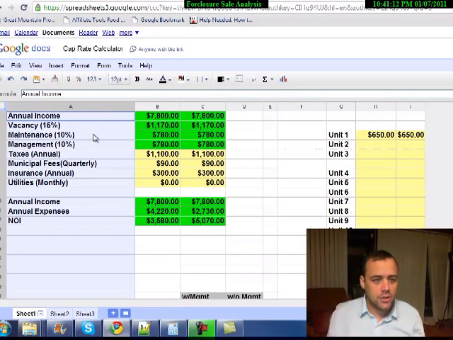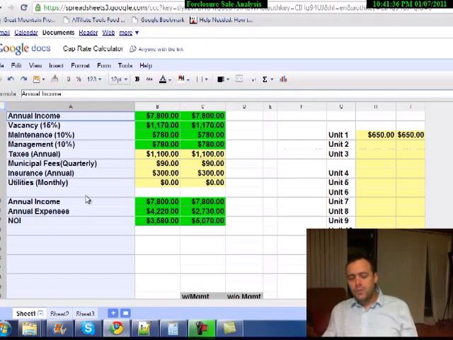Maintenance, we calculate at 10%. Management, 10%. Taxes, $1,100. Municipal fees, which, since this is outside of the city limits, I'm not sure how that's going to come into play, at $90 per quarter. Insurance, $300, and there we have our expenses. The annual income, $7,800 as above. The annual expenses, $4,220, and we have our net operating income of $3,580.